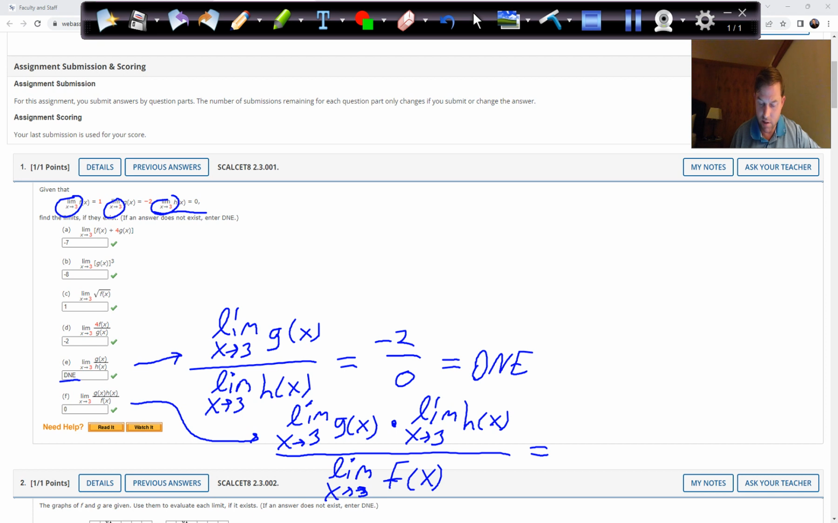Okay, g of x, that whole thing simplifies to minus 2. h of x simplifies to 0, and f of x simplifies to 1. This would be 0 over 1. Now you can divide into 0. That's just 0. So we're going to get 0 for that one. Okay, and that's problem 1.